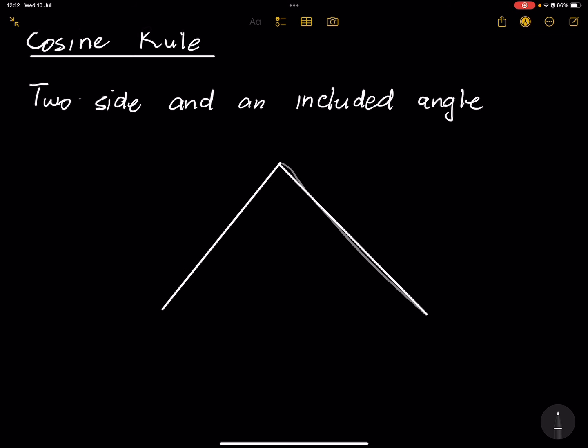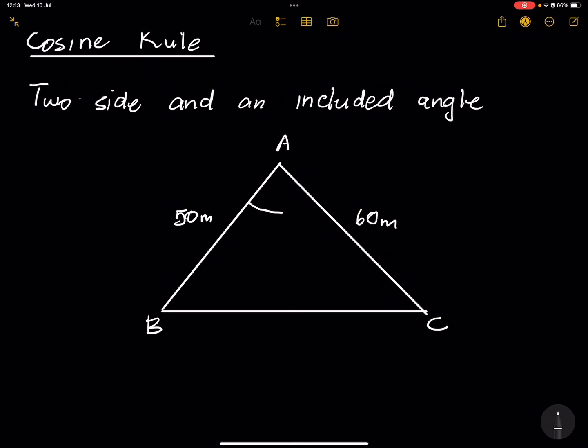Let's go back to triangle ABC. Let's say there's our triangle. Let's say this side is 50 meters, and this side is 60 meters, and I give you the angle in between those two sides. For argument's sake, let's say that is 70 degrees. So, two sides and the angle in between those two sides. Only in that case can we use the cosine rule.